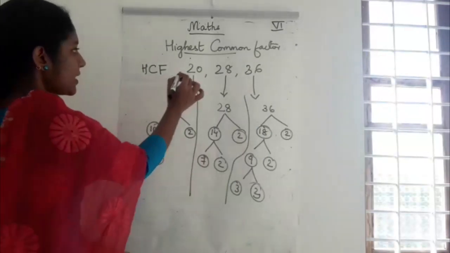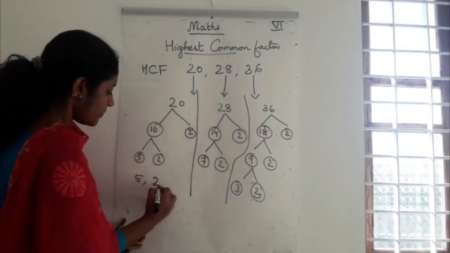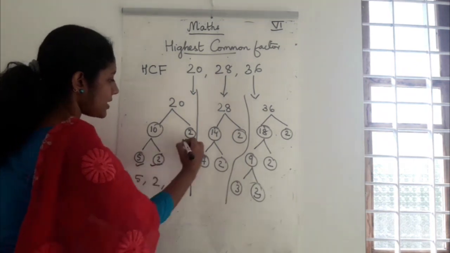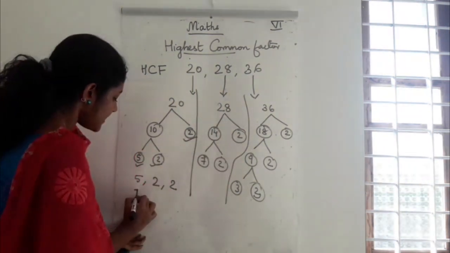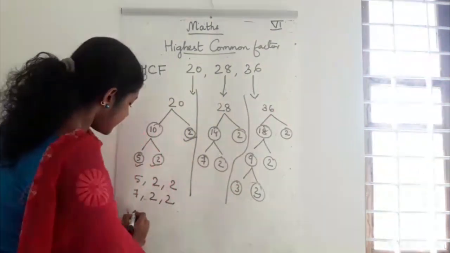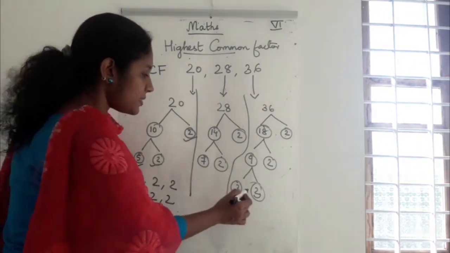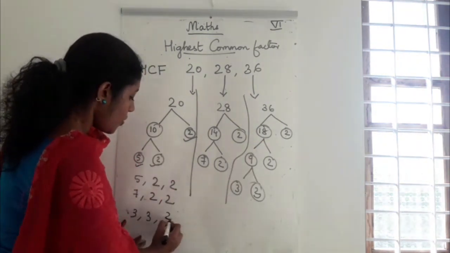What are the factors of 20? The factors of 20 are 5, 2 and 2. For 28, the factors are 7, 2 and 2. For 36, the factors are 3, 3, 2 and 2. You have to write the repeated numbers as well.